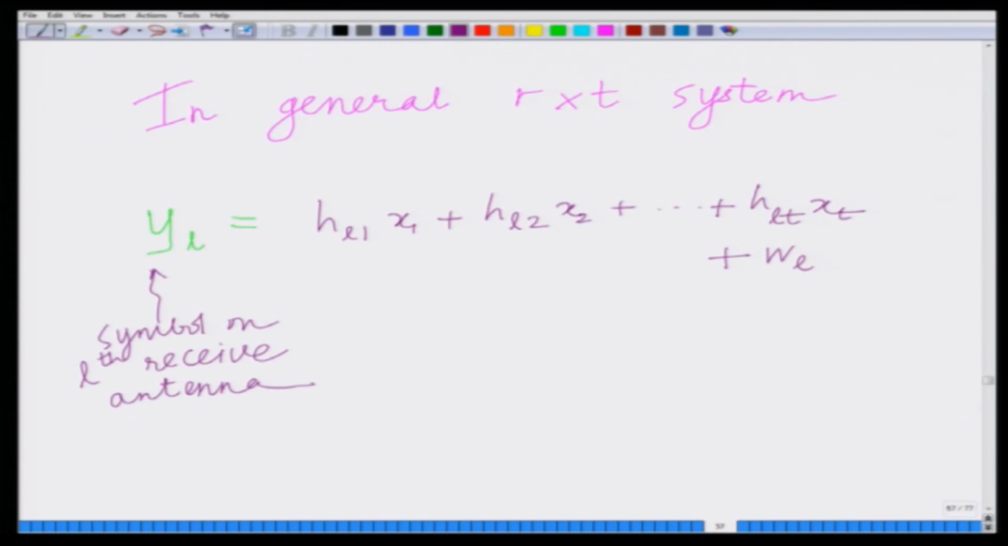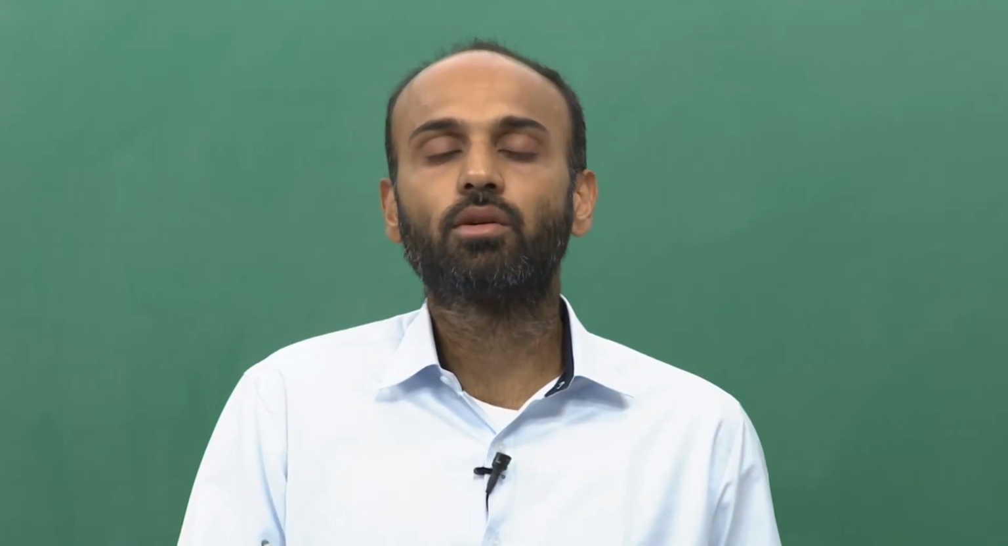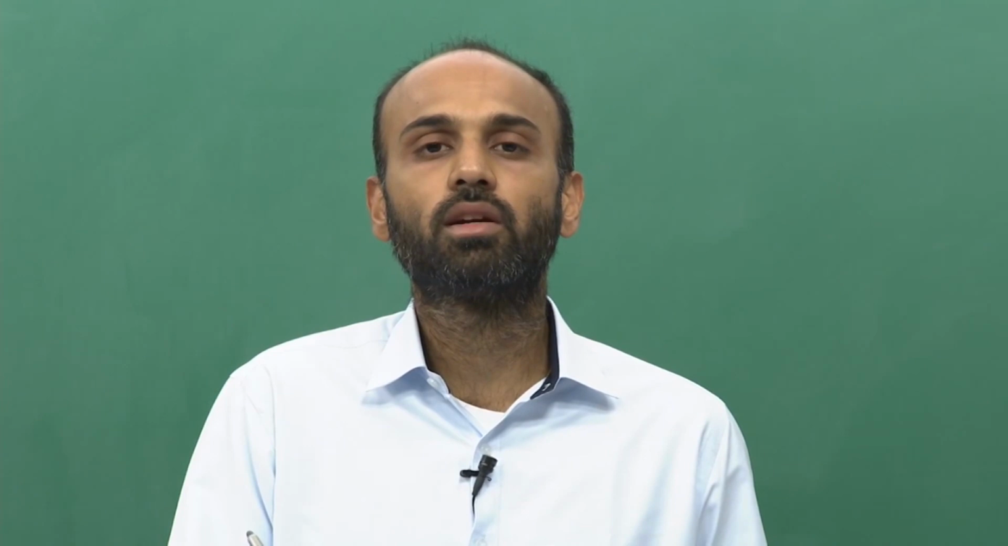So, the symbol on the lth receive antenna yl can be represented as yl equals h of l comma 1 times x1 plus h of l comma 2 times x2, so on and so forth until h of l comma T times xT plus wl. So, this is the general expression for the symbol received on the lth receive antenna.